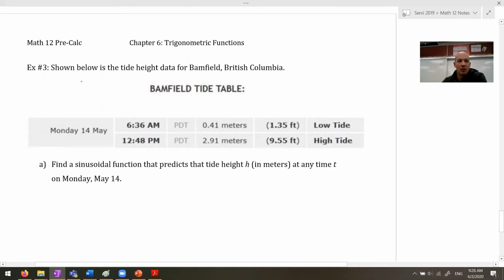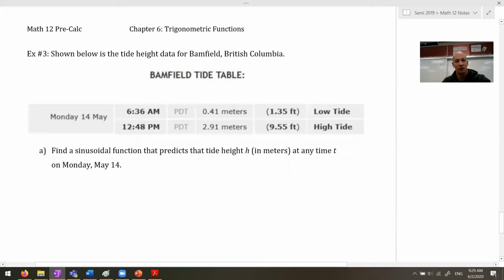Okay, so what we have is some tide height data for Banfield. You may or may not know this, but the tides are pretty interesting. They actually go up and down like a sine wave, because it's dependent on the rotation of the Earth and where the moon and the sun are. So let's find a sinusoidal function that predicts the tide height at any time.